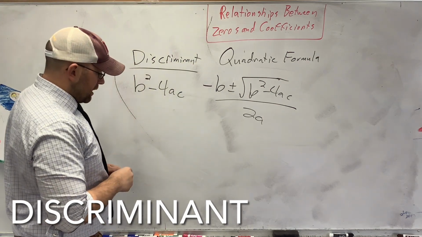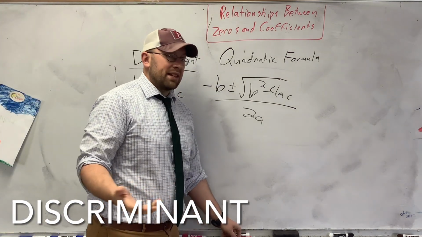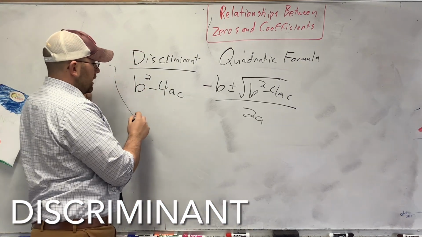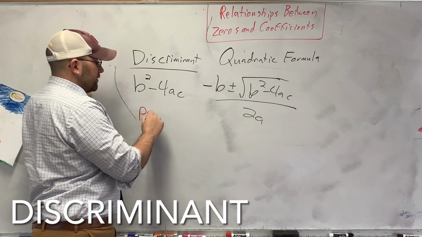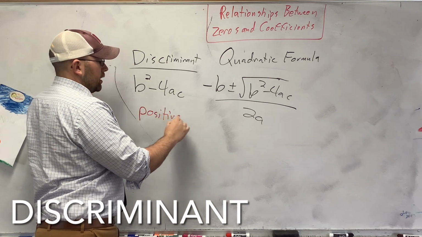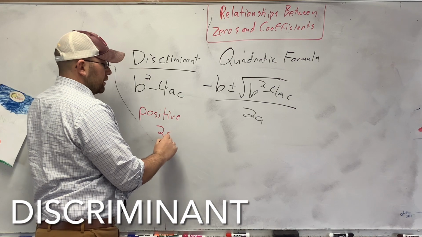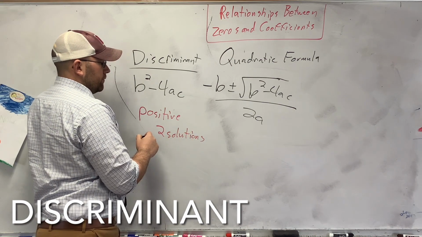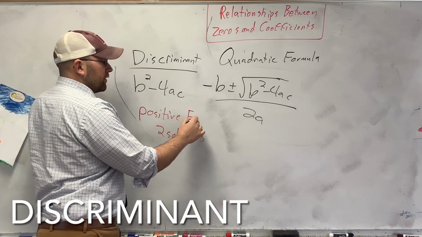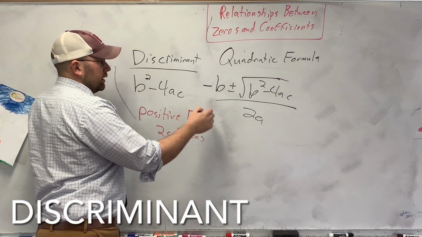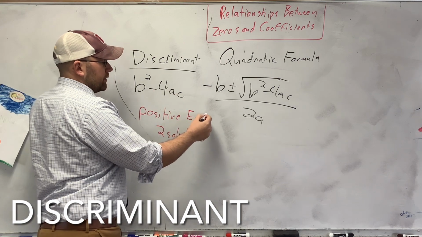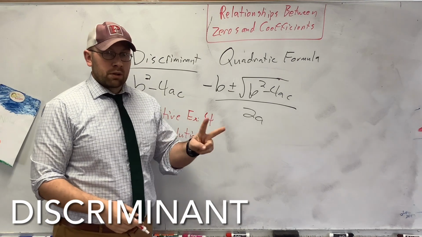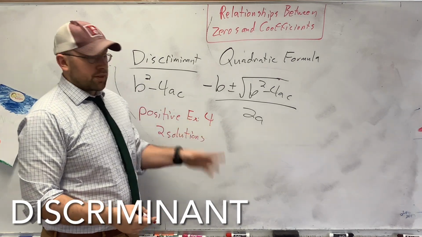All right, and what the discriminant will tell you is how many solutions, or how many zeros, you will end up getting. So here, if you get a solution that's positive, that means you're going to have two solutions when you solve it. An example would be if I solve all this and I get 4, a positive number, that means I'm going to have 2 zeros in my answer.